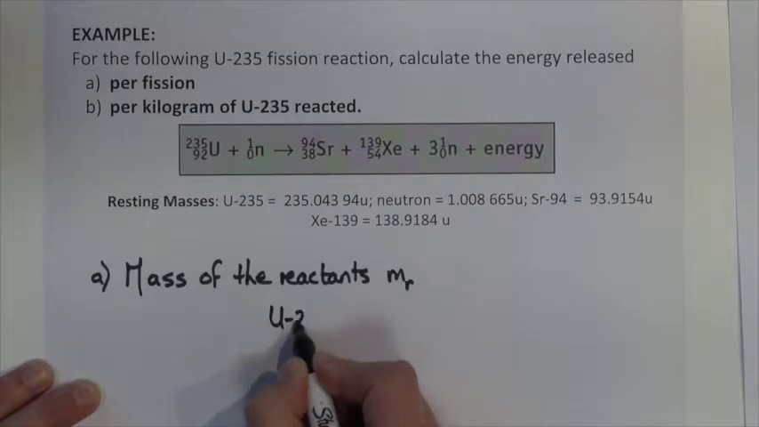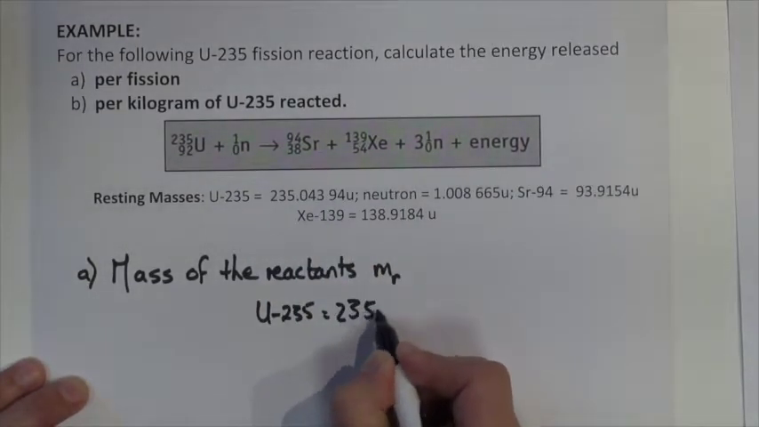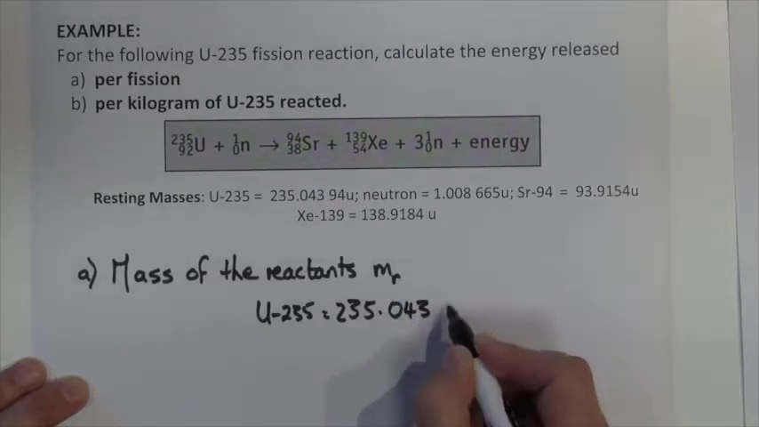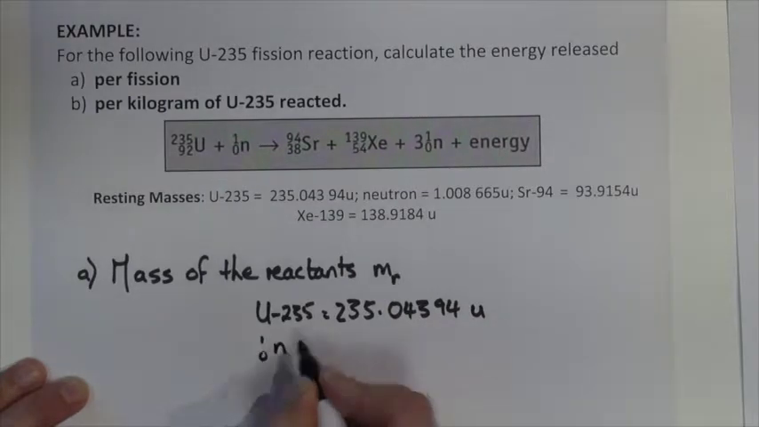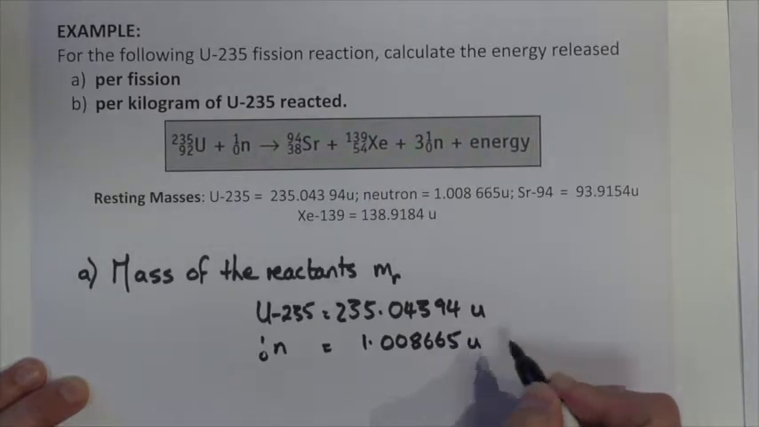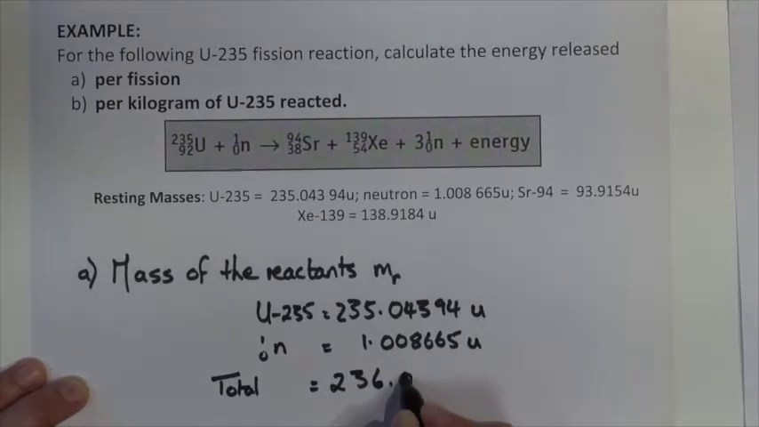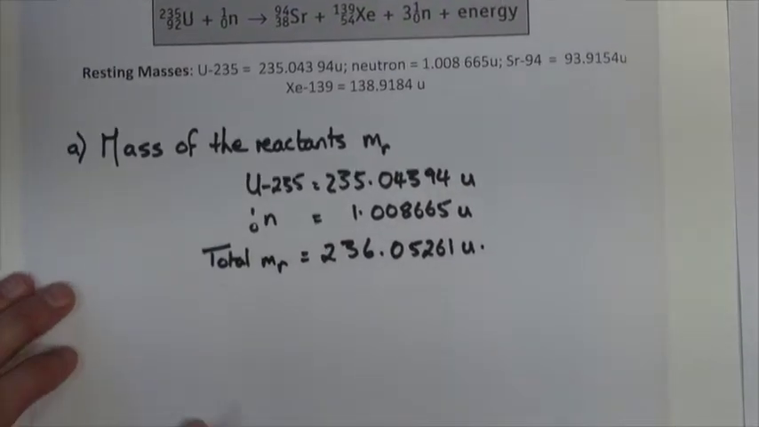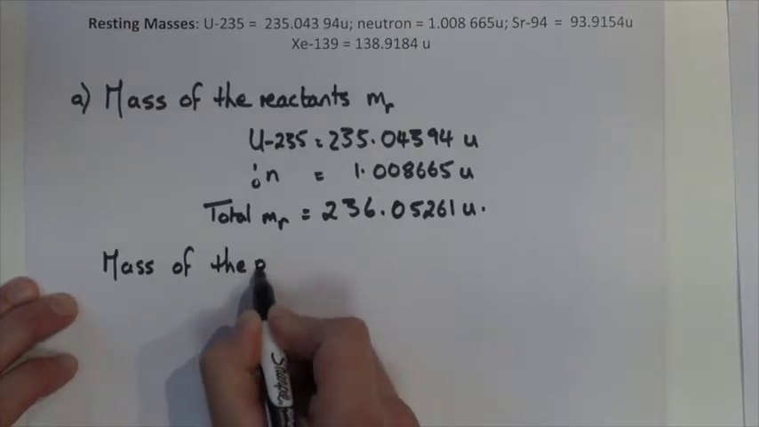Okay, so what have we got? Well, we've got uranium-235, and that's got a mass of 235.04394 atomic mass units. Then I've got a neutron, and that neutron number is 1.008665 u. And I'm going to add them all together, and that gives me a total of 236.05261 atomic mass units. So that's the mass of the reactants, and now we've got to determine what the mass of the products are going to be.